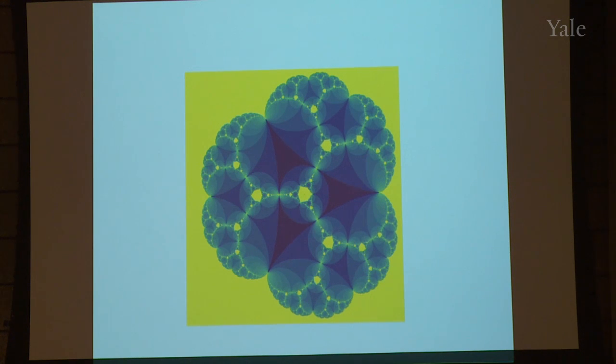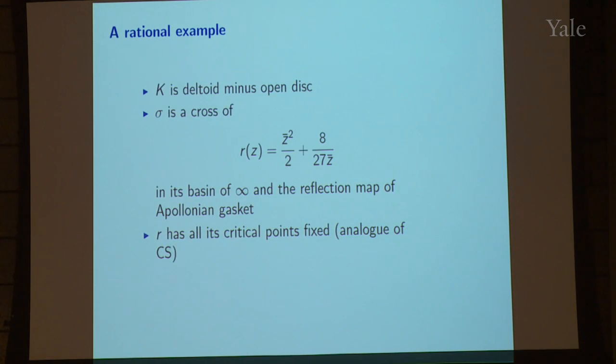Okay, you can consider other examples. The droplet now is a deltoid minus a disk. That's the union of two quadrature domains, the disk and the exterior of the deltoid, and you reflect, and that's what you get. So K, the droplet, is the deltoid minus the open disk, and the reflection is a cross of a rational function of degree three in its basin of attraction to infinity, and the reflection map of the Apollonian gasket.